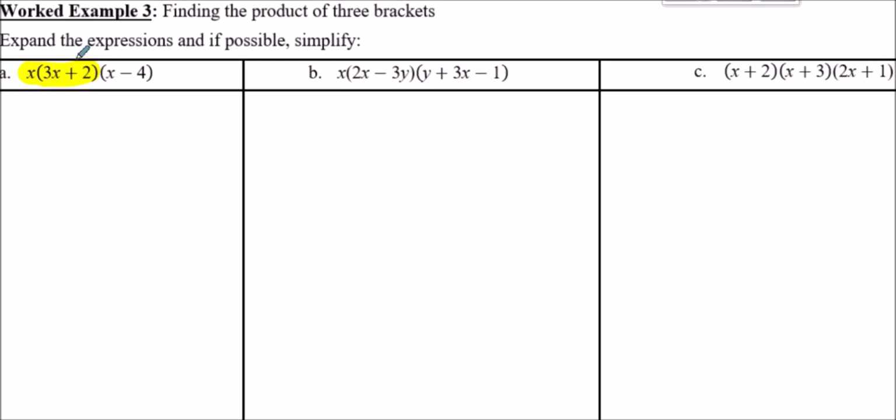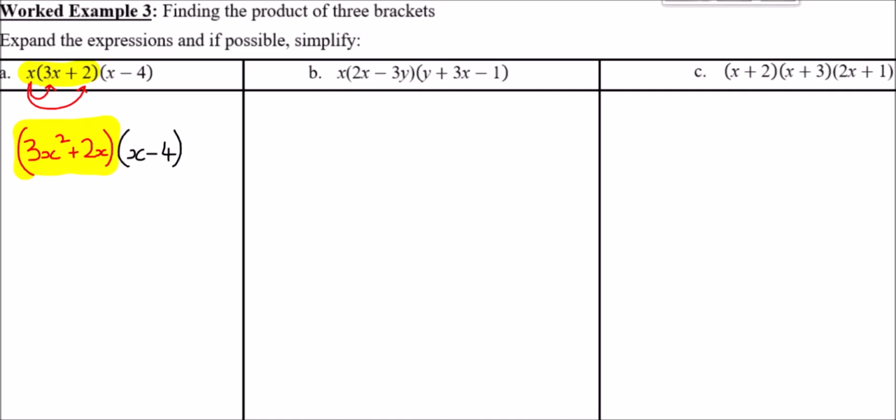So what I'm going to suggest we do, first of all, is we multiply the x by the first bracket, leave the last bracket as it is, and then carry on as normal after. So what we do, x times 3x gives us 3x squared. X times 2 would give us 2x. So all we've done is that stage. Don't need to do anything else yet. And we've left this x minus 4 completely alone.